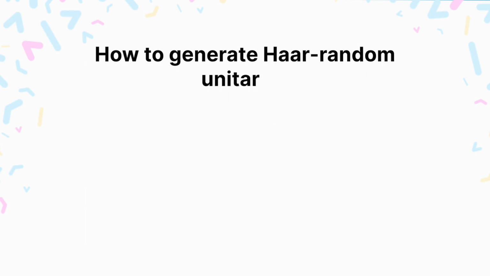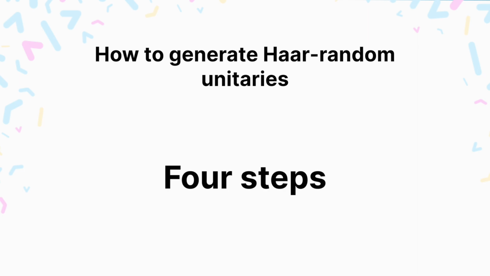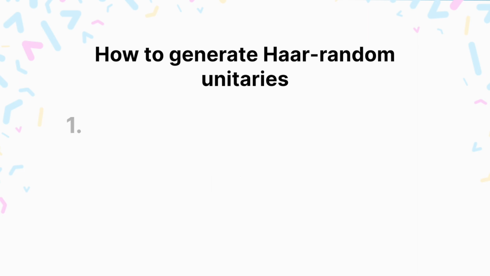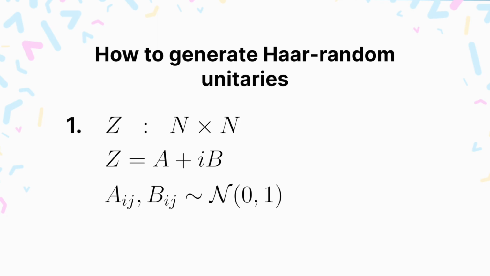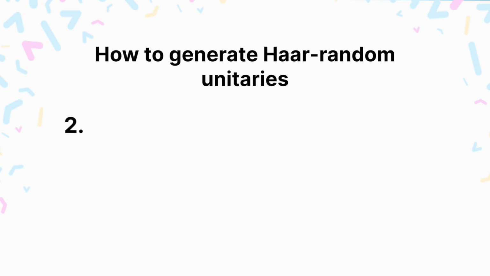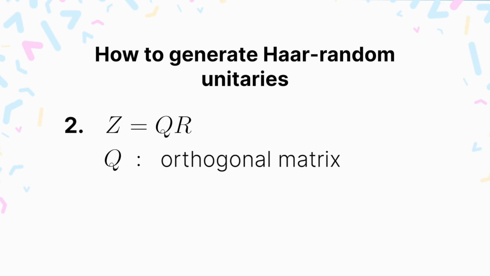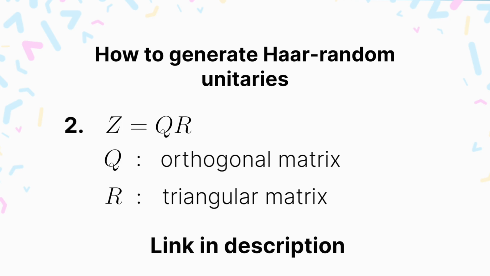The steps you need to take in order to generate an n by n Haar-random unitary are actually quite straightforward. The first step is to generate an n by n complex matrix, which we'll call Z. Its entries are going to be of the form A plus iB, where A and B are random numbers drawn from a normal distribution with a mean of 0 and a variance of 1. The next step is to compute the QR decomposition of Z. Doing the QR decomposition of a matrix will give an orthogonal matrix that we'll call Q and a triangular matrix called R. If you're unfamiliar with what the QR decomposition is, we have a link in the description for that.